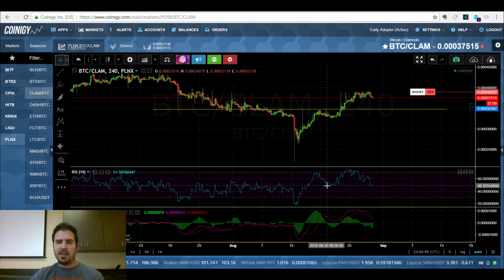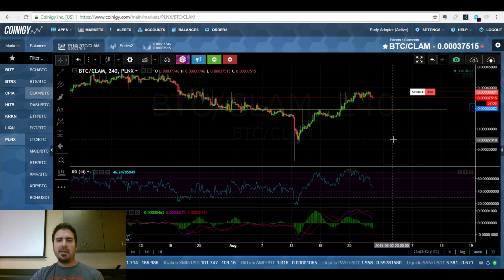The RSI is about evening out, but it looks like it may be falling below that. So I'm giving it a little bit more time, but I need to watch it closely because I don't want to lose my head on this one.